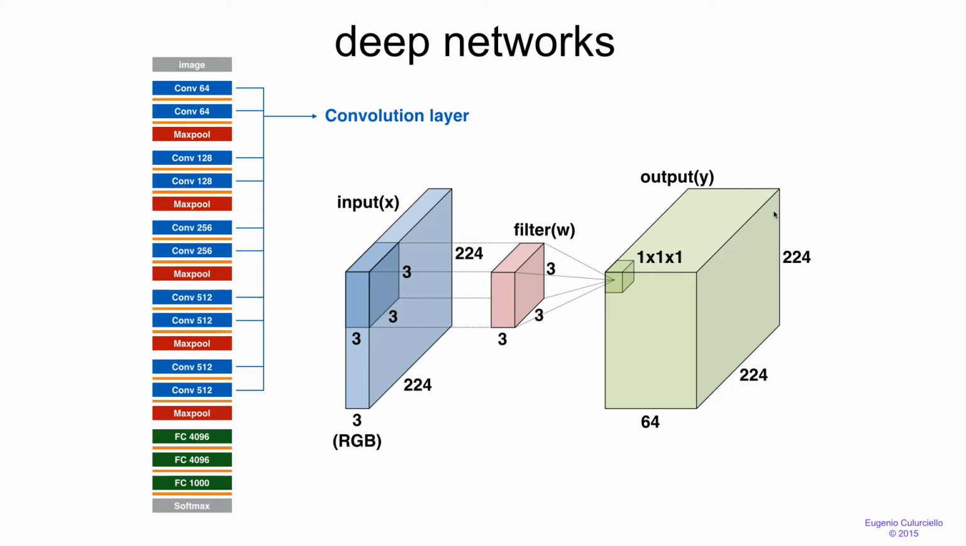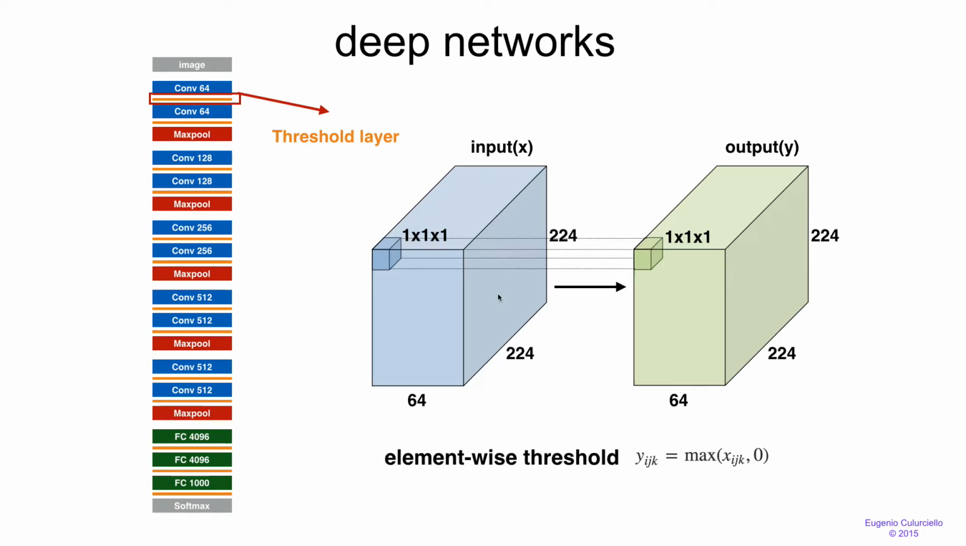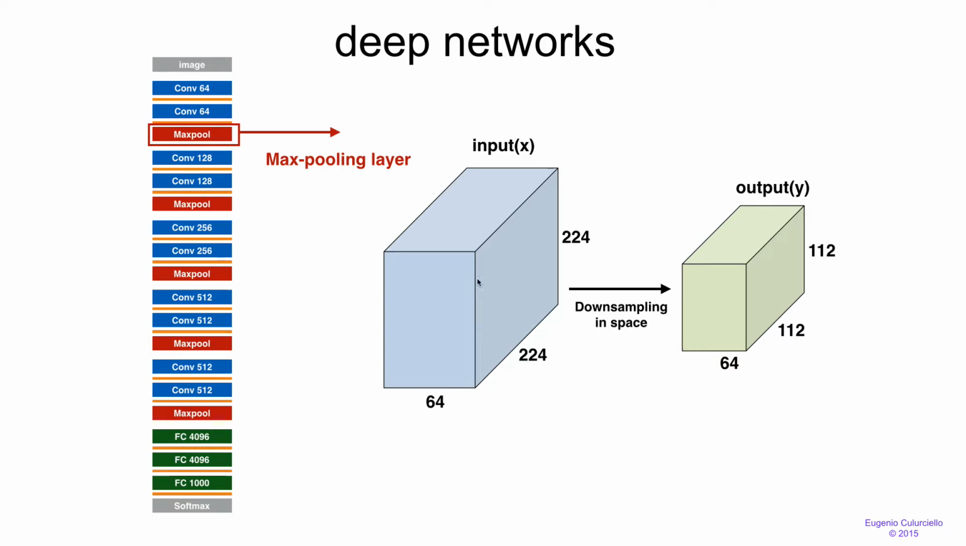The threshold is quite simple, so you do element-wise threshold. That's what I was telling you before. If it's below 0, it's 0, otherwise it's identity. So pixel by pixel. And max pooling just takes a group of pixels, 4 pixels for example, and finds the maximum of those pixels and copies it.